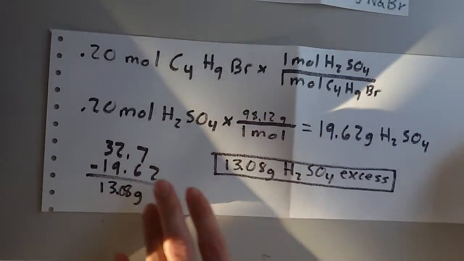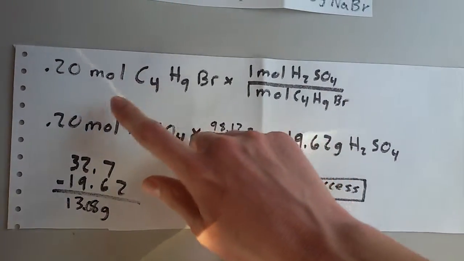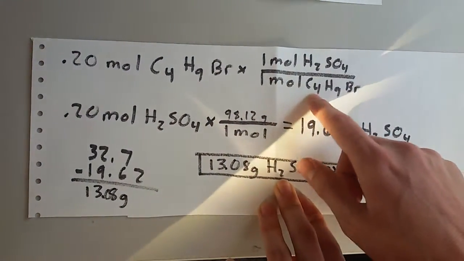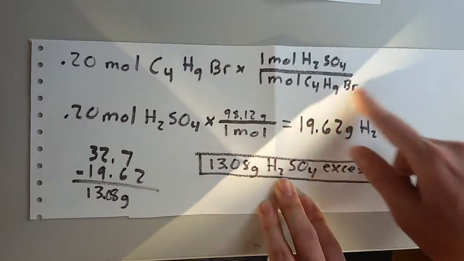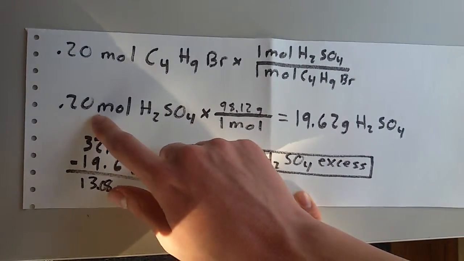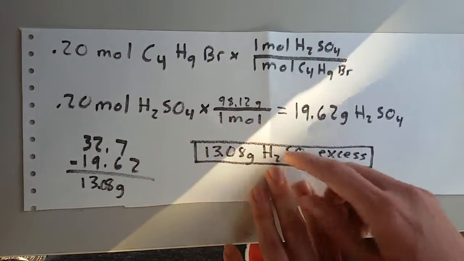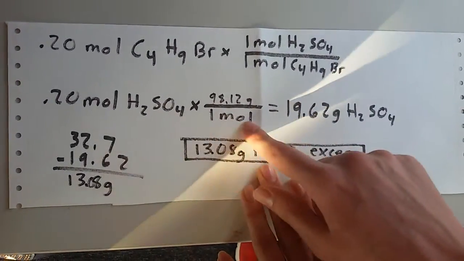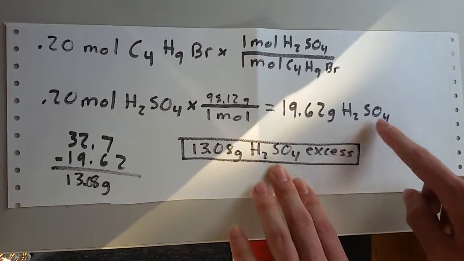And then finally we have our last one, which is H2SO4. So we go from our 0.20 moles of C4H9Br. We put mole C4H9Br at the bottom. That cancels out that mole, which leaves us with our H2SO4. So then we do 0.20 moles times H2SO4. And then we multiply by the molar mass. We put moles on the bottom, our molar mass at the top. That cancels out our moles, and that leaves us with 19.62 grams of H2SO4.